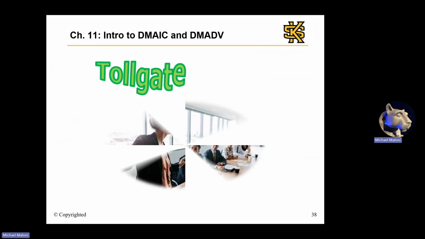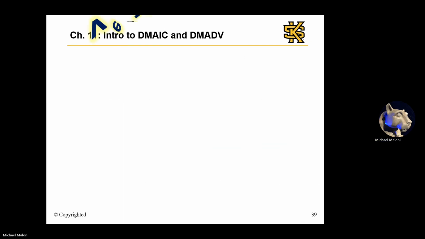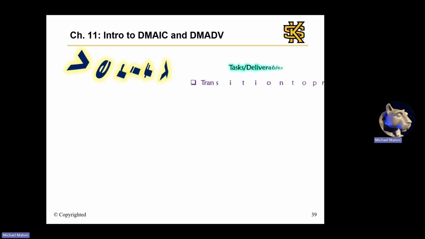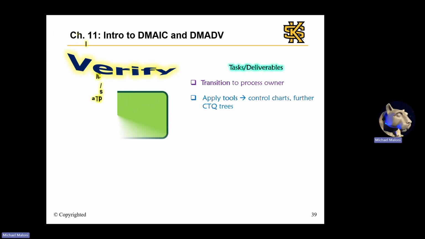After another tollgate review, DMADV moves on to the final step, verify. Like control, in verify, we transition the finished process or product or service back to the process owner. And we apply tools such as control charts and further CTQ trees. And as tips and challenges, the text cautions that DMADV generally has a longer timeline than DMAIC, possibly several years. So watch for project fatigue.